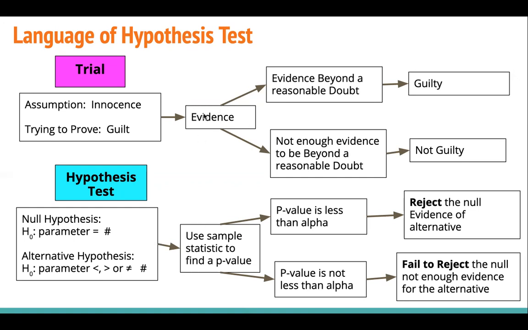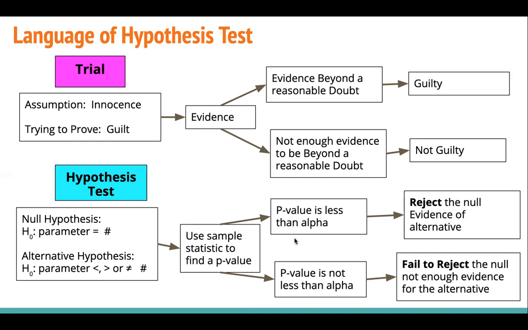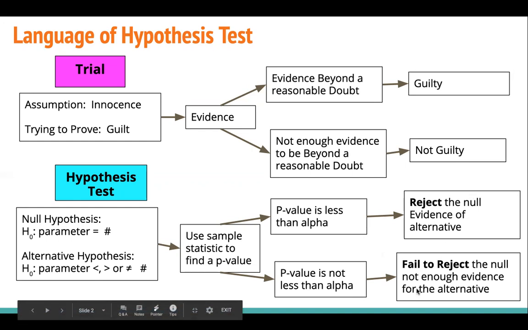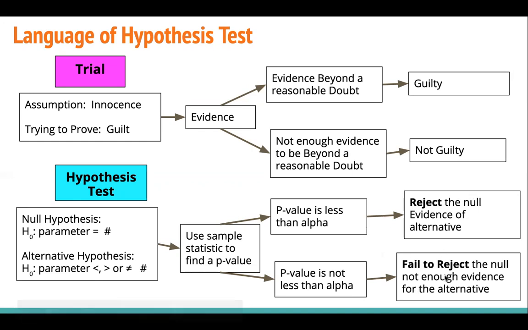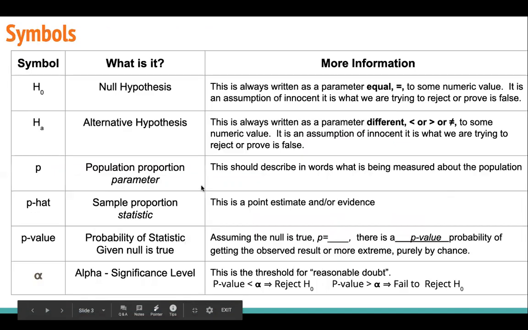So our evidence, and actually in questions it'll often say, is there evidence of this being different? That's what the hypothesis is doing. We use our sample to calculate a p-value, and then we compare our p-value to our significance level, that reasonable doubt. The guilty is we reject the null, there is evidence of the alternative, and the not guilty, we get a large p-value, we fail to reject, and there's not enough evidence.